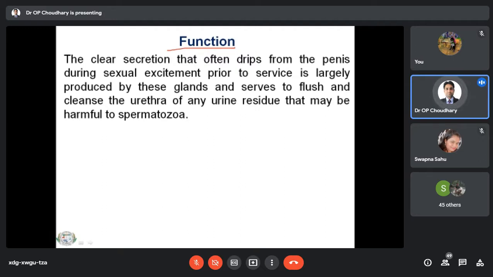The urethra is a common passage for the urinary system as well as the male genital system. So whatever urine residue is present in the urethra is mainly cleared by the secretion produced by sexual excitement prior to service. It will clean the urethra of anything that may be harmful to the spermatozoa. Any residue of urine may harm the spermatozoa and can decrease their lifespan.